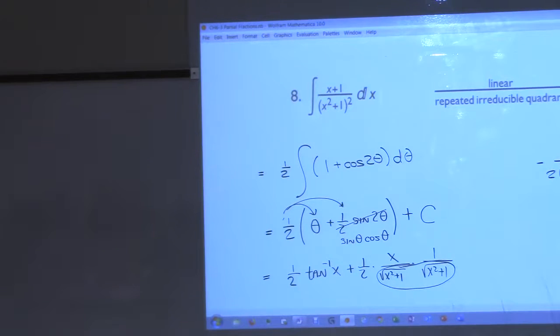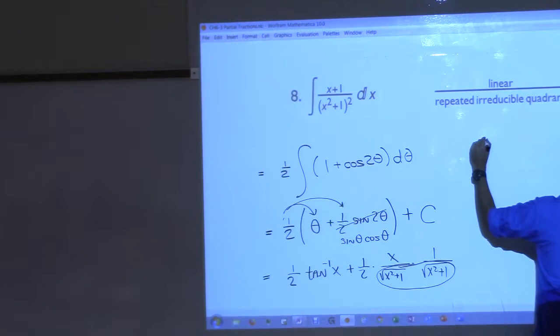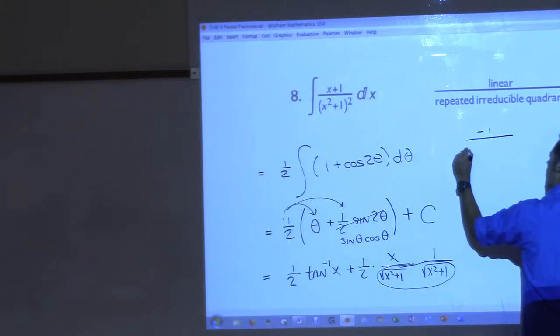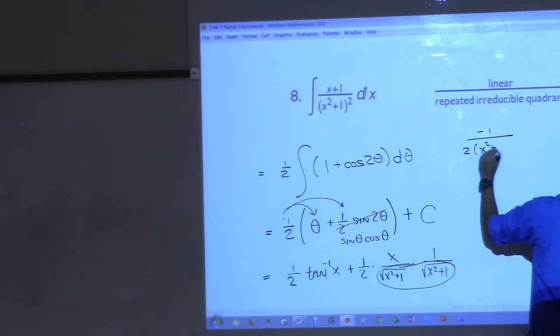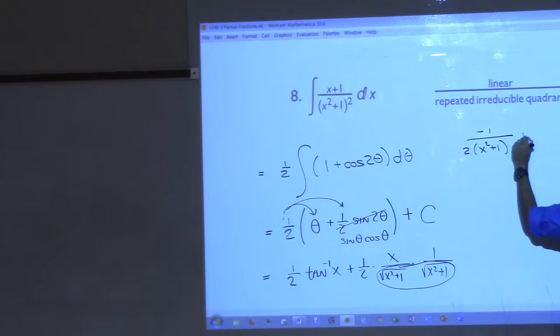1/4? No, because this is 2x exactly. So the derivative of this is exactly this. We don't have to scale it. OK, so final answer. Final answer should be this. Negative 1 over 2, x squared plus 1 in parentheses, then all this, plus 1/2 arctangent of x plus 1/2 of x over x squared plus 1 plus c.